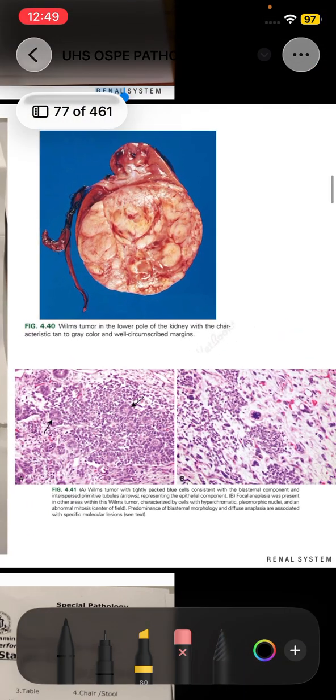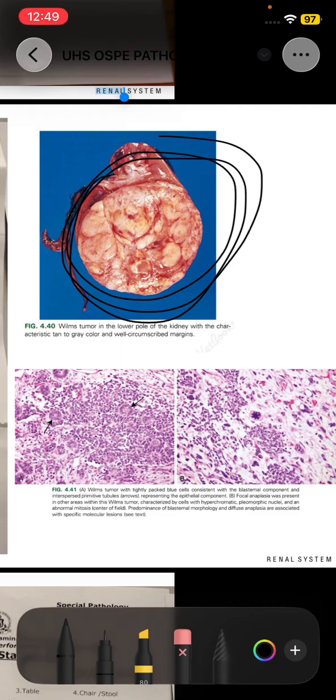This is again a Wilms tumor that is in the lower lobe of the kidney with a characteristic tan to grey color and a very well circumscribed margin. This is how Wilms tumor looks in microscopy. There are tightly packed tumor cells. Why? Because they are from the blastemal component.